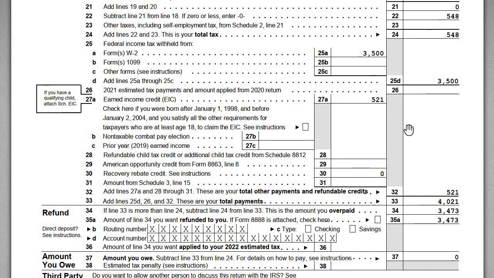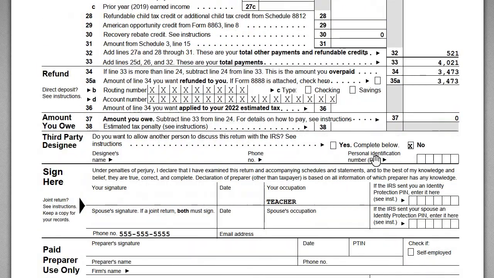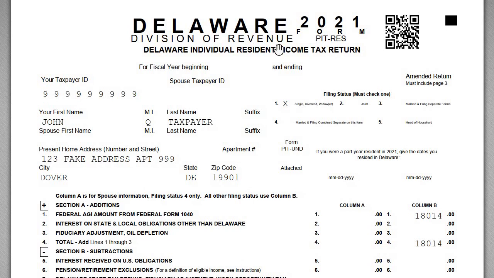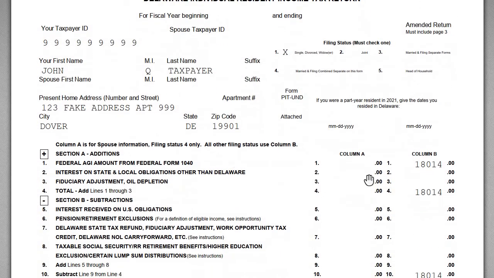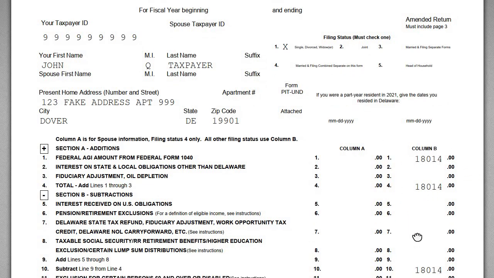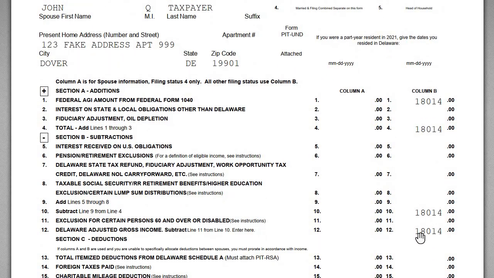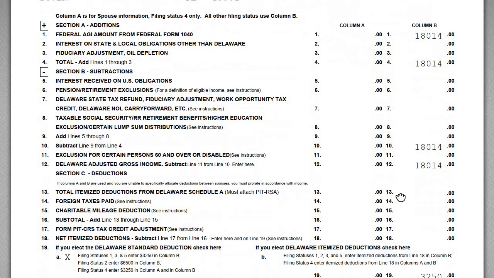Now, once he's got that $521, he can move on to his state tax return for Delaware, right? So this is his Delaware resident return for the 2021 tax year. He completes this as he normally would, pulling amounts from the federal return. You need your federal AGI, and then you might have additions or subtractions depending on what type of items would or would not be allowed for state tax purposes.